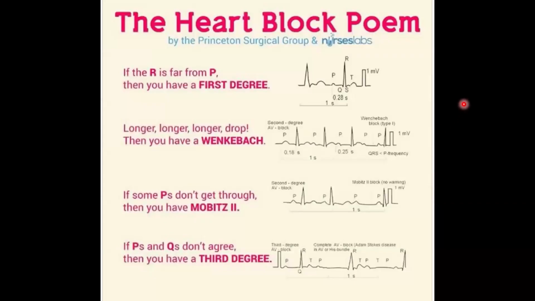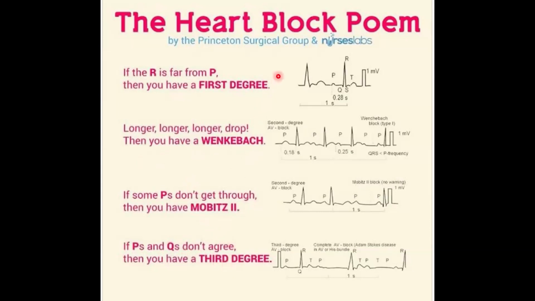Okay, now turning to the heart block poem. This is one of my favorite slides, the heart block poem. If the R is far from P, then you have a first degree. Longer, longer, longer drop, then you have a Wenckebach. If some P's don't get through, then you have a Mobitz 2. If P's and Q's don't agree, then you have a third degree.